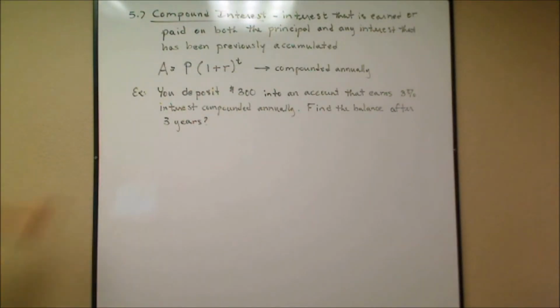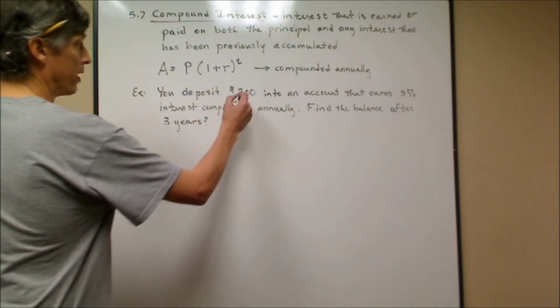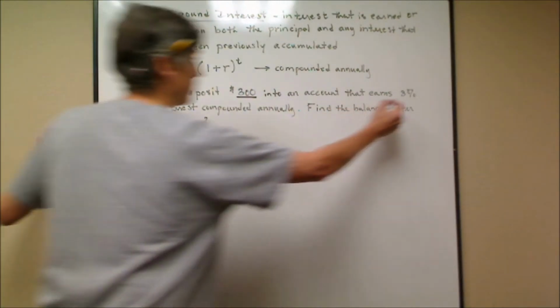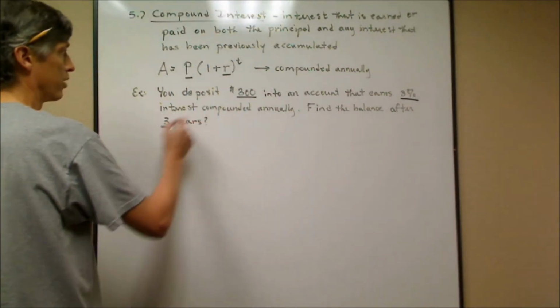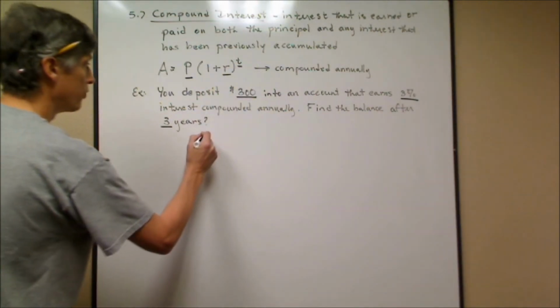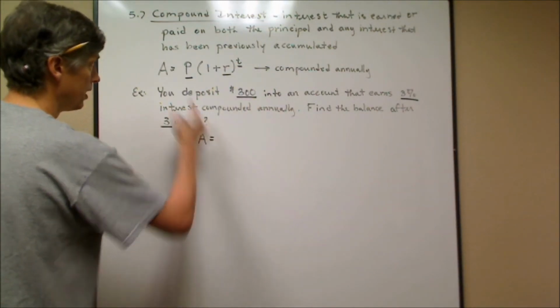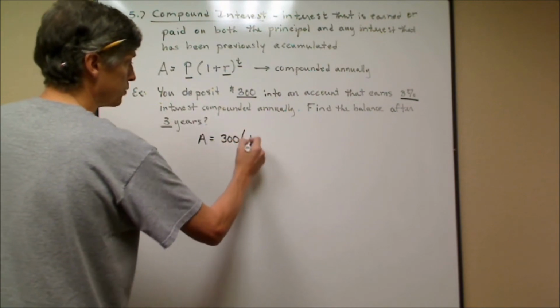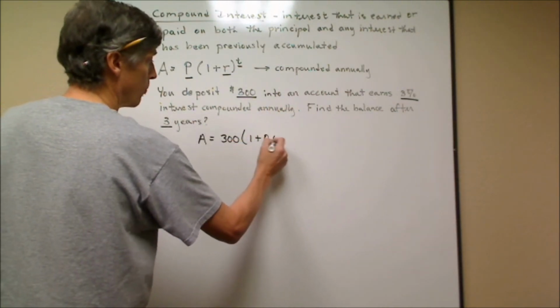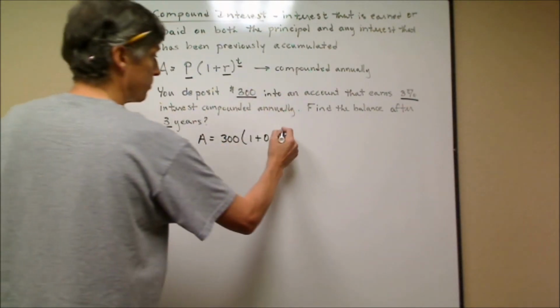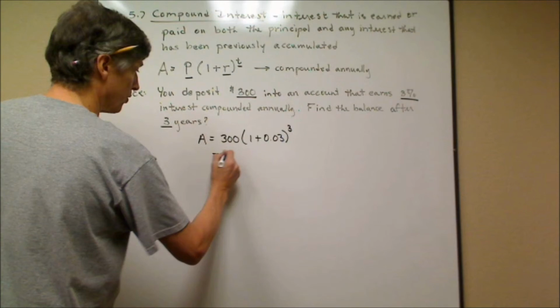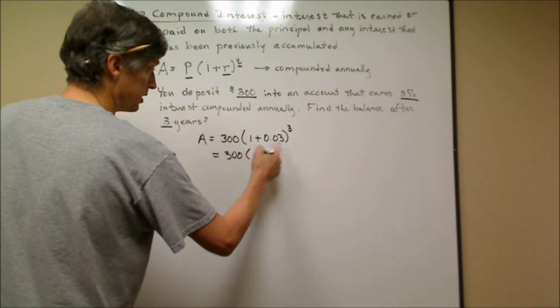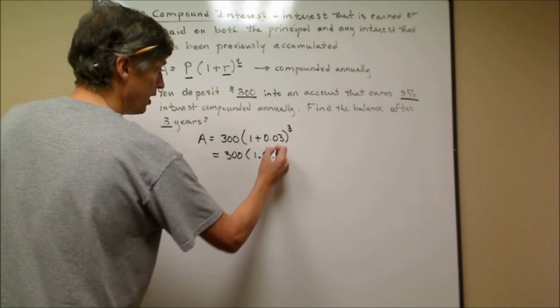You deposit $300 into an account that earns 3% interest compounded annually. Find the balance after 3 years. So what I'm going to have to do here is plug this in here. I'm going to plug 3% in as a decimal right here, and I'm going to plug 3 years in right here, lots of threes. So the amount, the balance, is going to be the principal, 300, times 1 plus 3%, that'd be 0.03. You got to slide it 2 places, drop the percent sign, and that's going to be raised to the third. So this is 300 times, I'm going to add inside the parentheses, 1.03 raised to the third power.